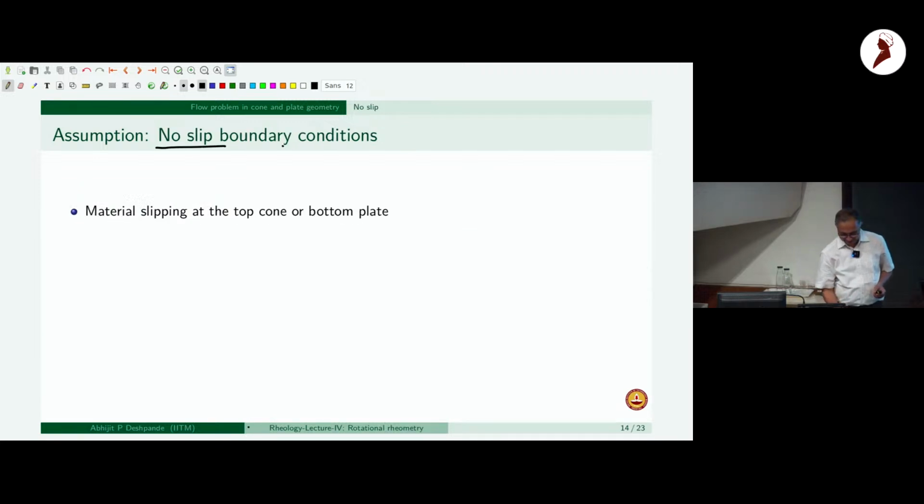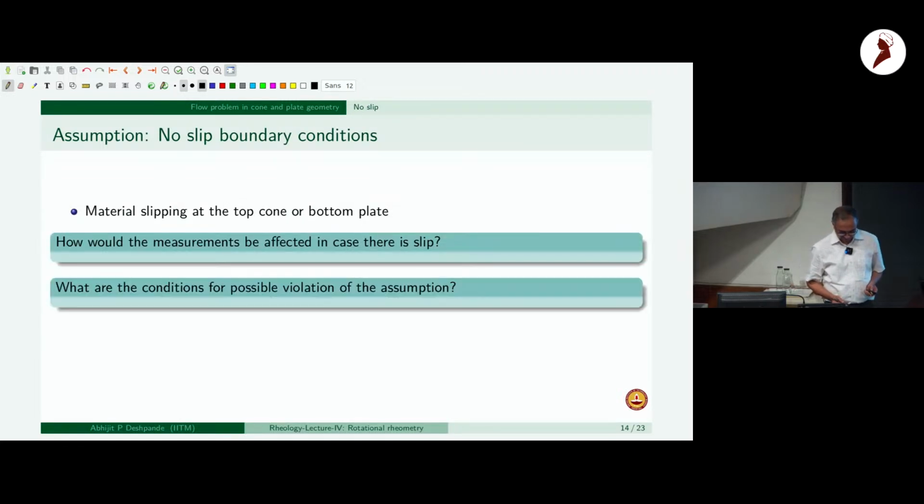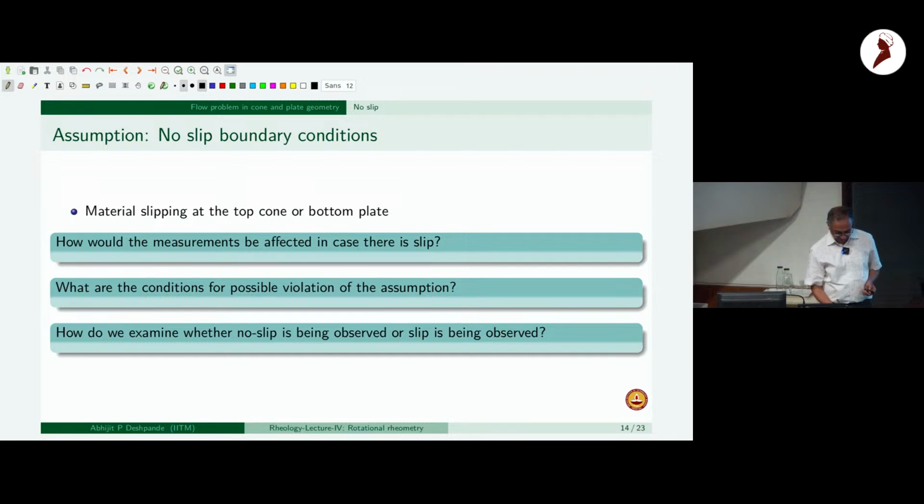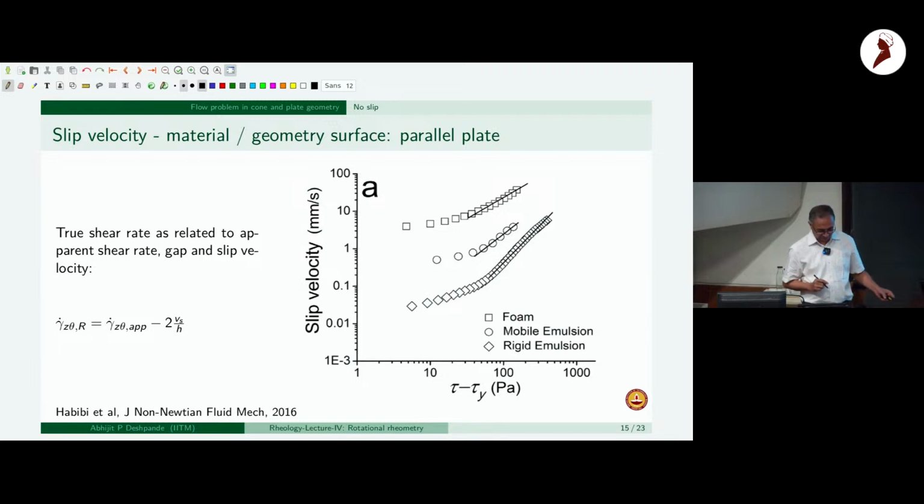The no-slip boundary condition, which is for both bottom and top, is fairly important. We've already discussed this. And again, the question is, what might be the condition for possible violation? And how will the measurements be affected? I have one example for 3 different systems. These are systems where, whenever you have foams or emulsions with larger volume fractions, it's possible that you will have slip at the surface.